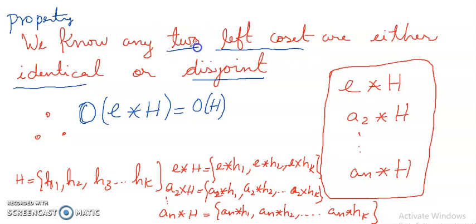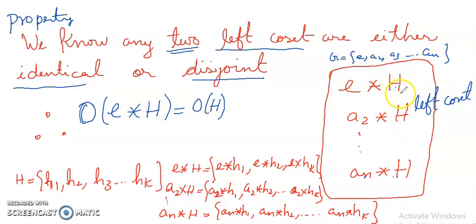So when you consider two cosets, I have taken some cosets here. What are the cosets of H? Just now we learned: we take elements of G, right? G has E, A2, A3, etc., An. For any element from G, you take E from G, you take A2 from G, you take An from G. We define the left cosets as E star H, A2 star H, An star H, and these are the left cosets for the elements of G.